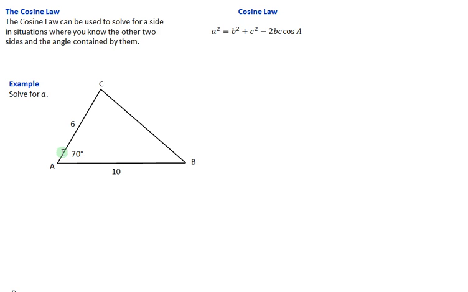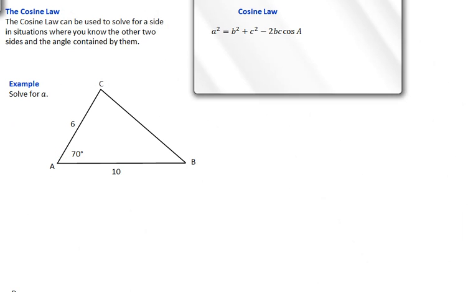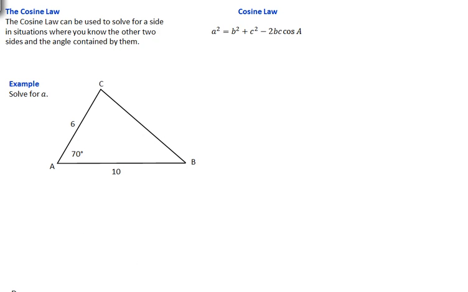The cosine law can be used to solve for a side of a triangle if you know the other two sides and if you know the angle that is formed by those two sides. The cosine law formula is a squared equals b squared plus c squared minus 2bc cos A. You see right here.